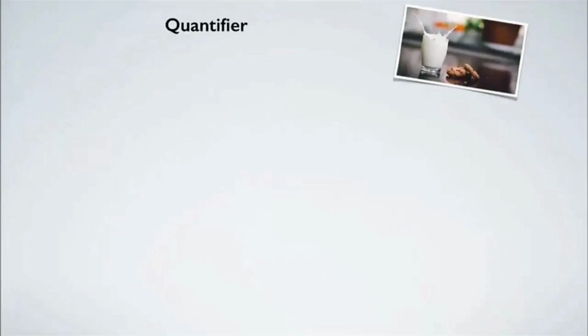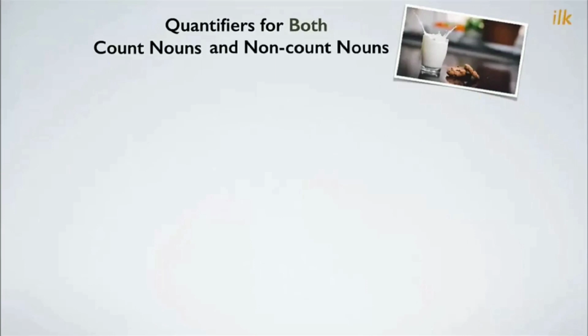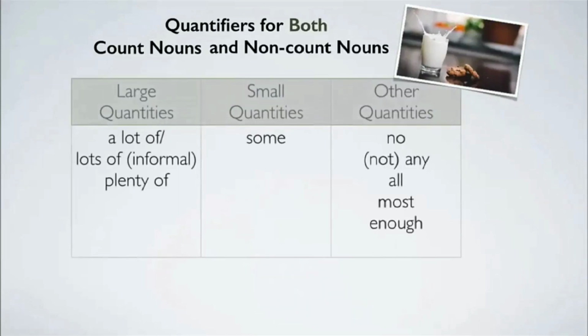In this video, I would like to talk about quantifiers for both count nouns, such as cookies, and non-count nouns, such as milk. Take a look at this chart. This chart shows some of the most common quantifiers. For large quantities, we have a lot of, lots of, plenty of. For small quantities, some, and other quantities, no, any, all, most, and enough.